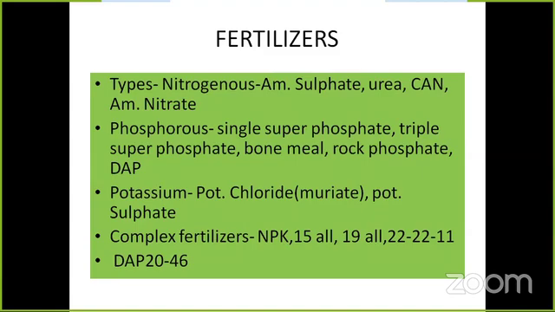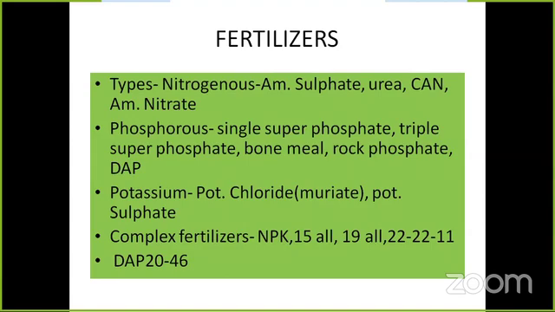So next are phosphorus based fertilizers: single superphosphate, double superphosphate, triple superphosphate, bone meal, rock phosphate, diammonium phosphate. So these are all different types of fertilizers which will provide phosphorus to the plants from an external source.